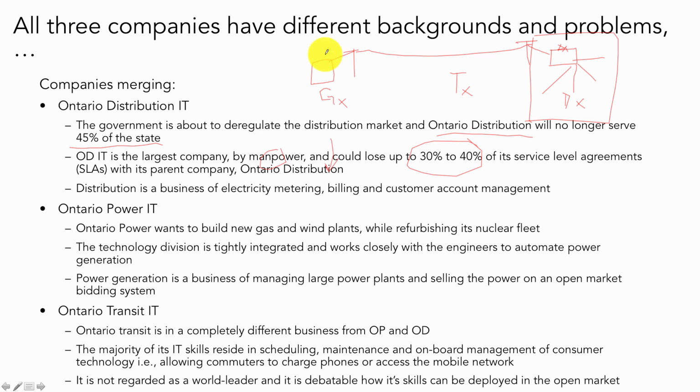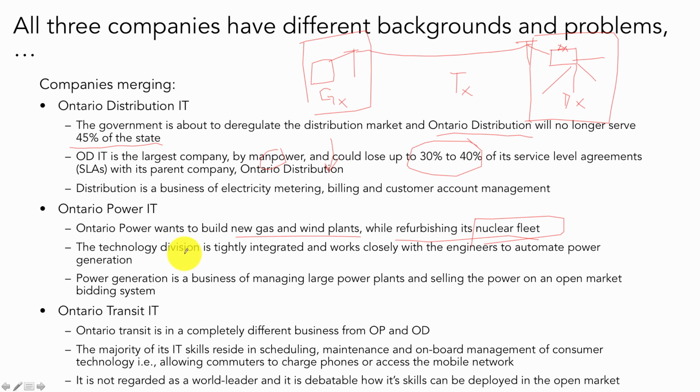Ontario Power is dealing with this side of the business. It wants to build new gas and wind turbines. So it's involved in a lot of capital expansion while it wants to refurbish its nuclear fleet. Refurbish means that after a few years of running a nuclear plant, it becomes aged and dilapidated. It wants to fix it up. It wants to make it look pretty again. Nuclear fleet is another word for number of nuclear power stations.